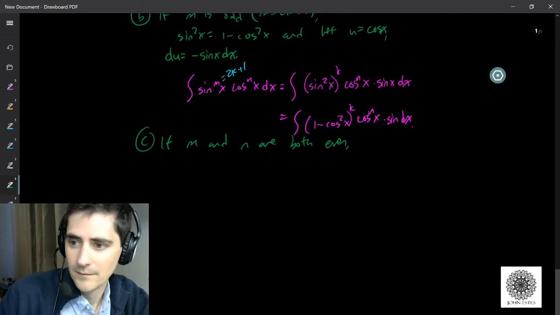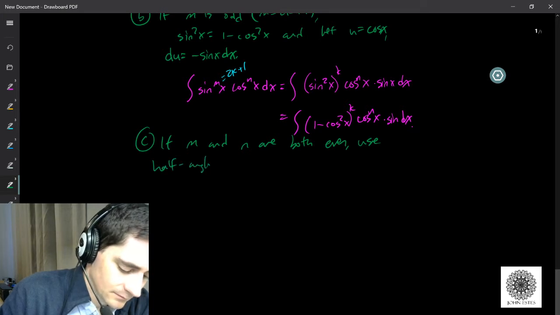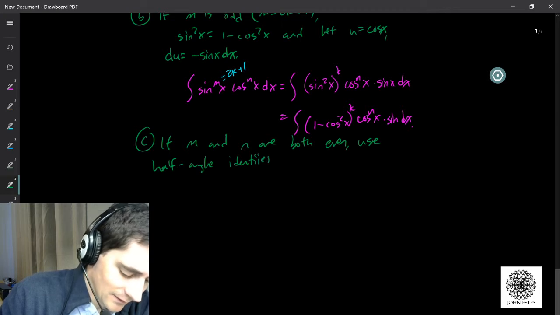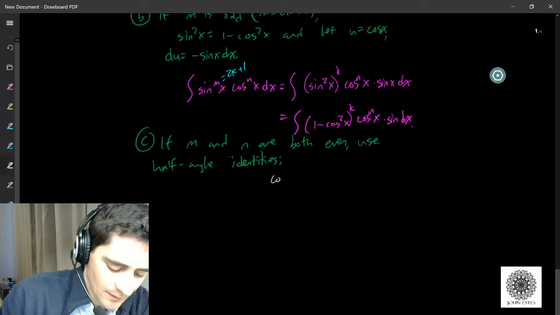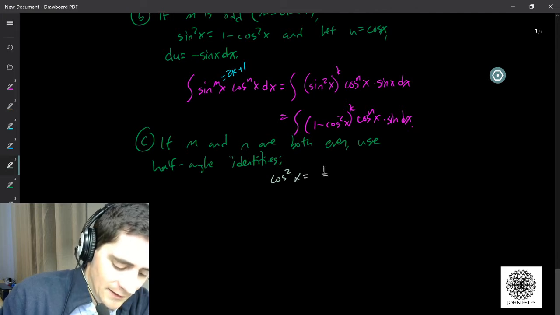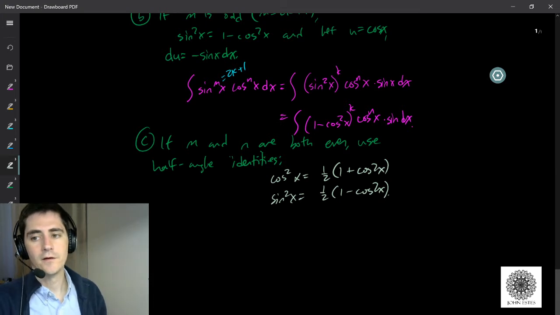So we use half angle identities. Sorry, I got my spelling mixed up. That's going to be cosine squared x is 1/2 times 1 plus cosine 2x, and sine squared x is 1/2 times 1 minus cosine 2x. So we'll use one of those to reduce.